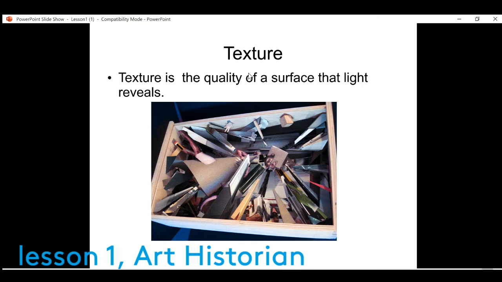So texture is a quality of a surface that light reveals. So this is what texture is in an artistic form. Texture is what we can also understand as tactile texture. That means the surface itself, whether it's coarse, whether it has a rip or whatever. So the feeling of texture can also be described in 2 dimensions. So this is what we call 2D texture. Right? So people normally would define texture in this way.